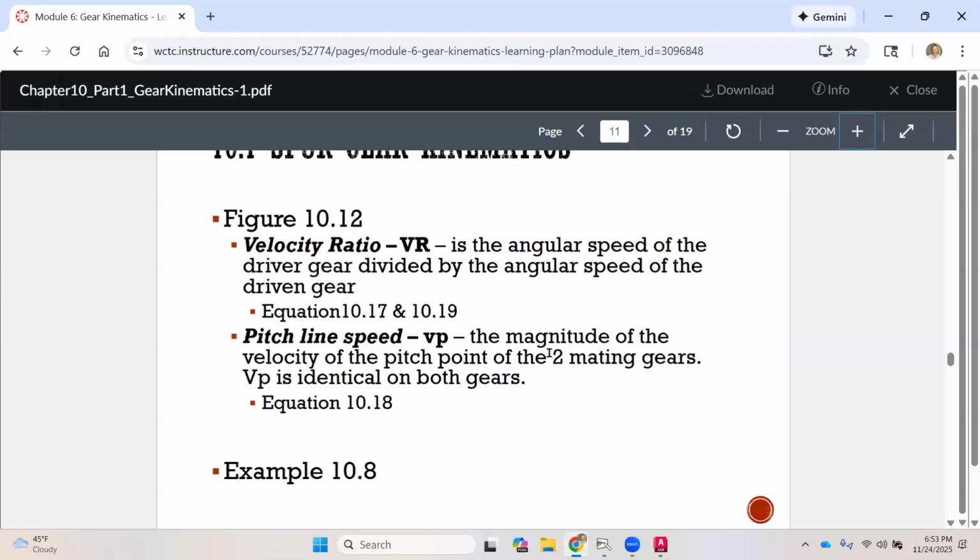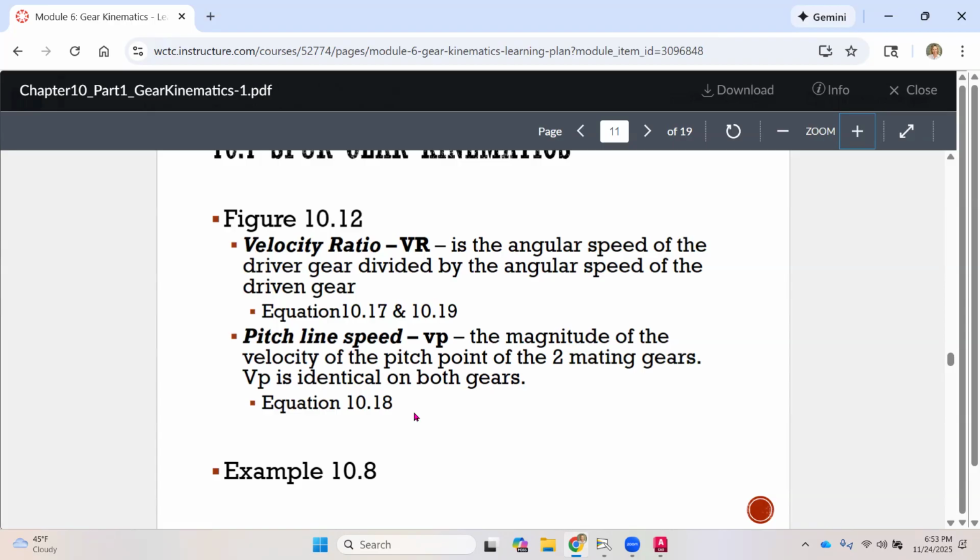Now, the other element that we're going to be interested in when we look at gear kinematics is not only how fast these are rotating relative to one another, but how fast is the straight line velocity component, or the pitch line speed. So that is going to be our variable VP, and it's going to be the magnitude of the velocity of the pitch point of the 2 mating gears. VP is going to be the same number for both gears.